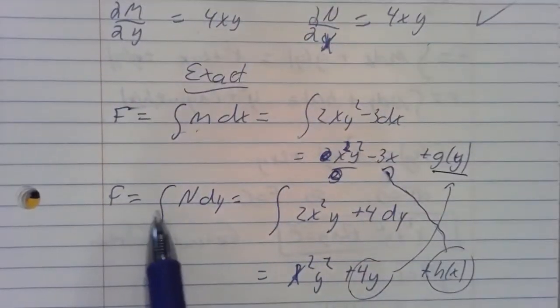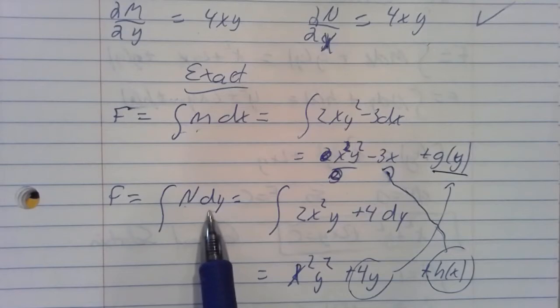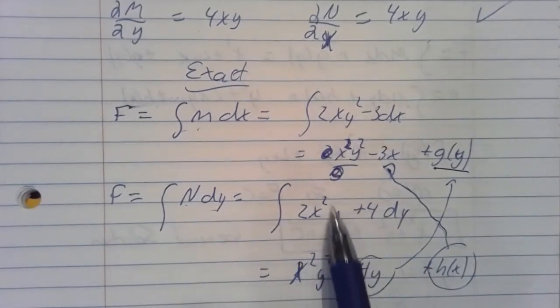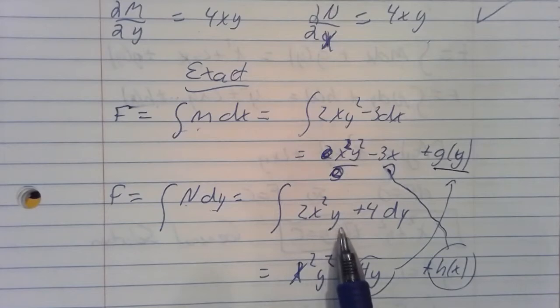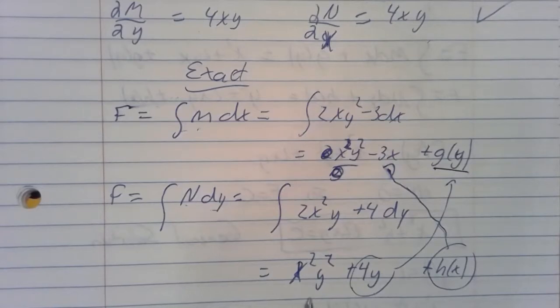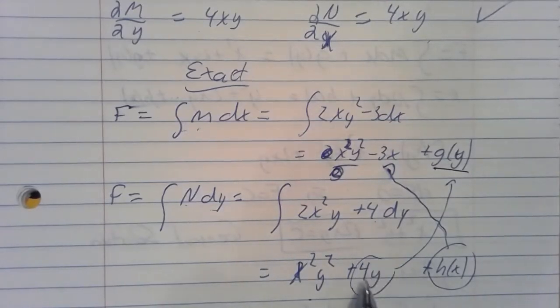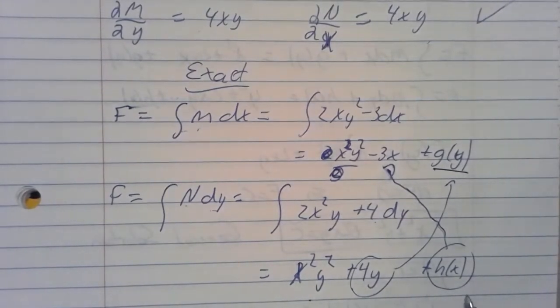We play the same game with the other guy, the antiderivative of N dy. So the antiderivative of 2x squared y, the 2x squared is just a constant as far as y cares. So that's just a number times y. The antiderivative would be that number times y squared over 2. The 2 cancels. The antiderivative with respect to y of 4 is 4y, plus potentially some function of x.